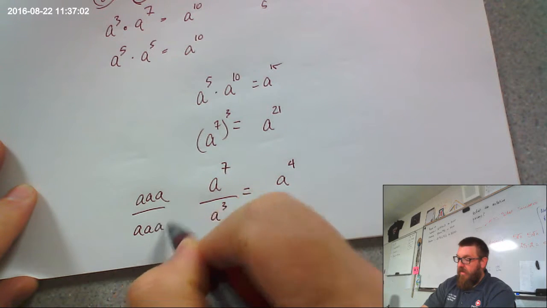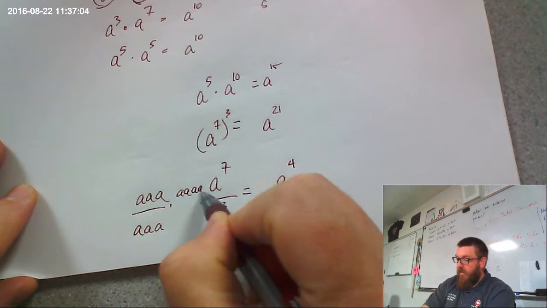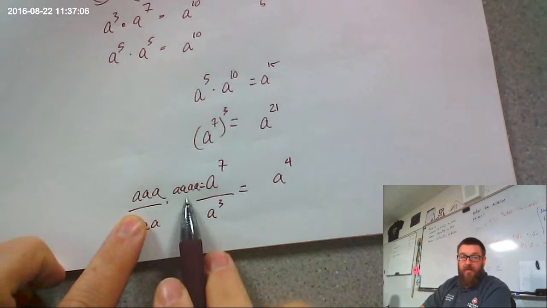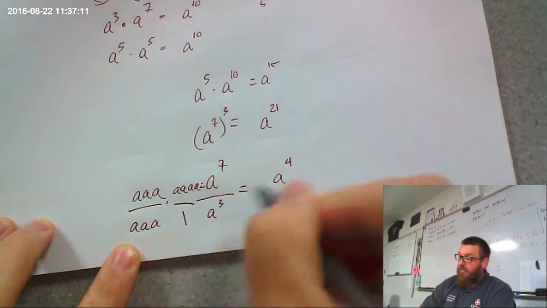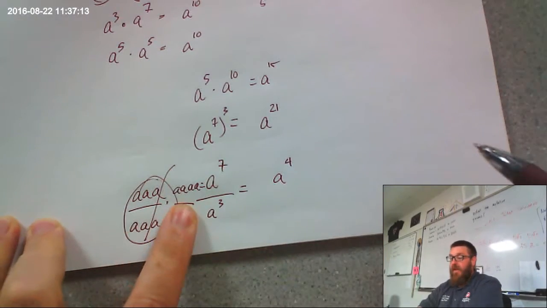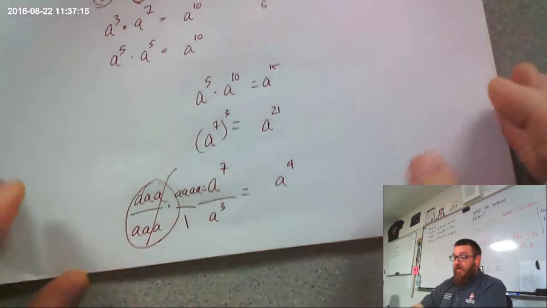And that would be the same. A to the 3rd times a to the 4th would be a to the 7th, and a to the 3rd right there, and that would be over 1. Those reduce to 1, and you're just left with a to the 4th. So that's what we got so far.